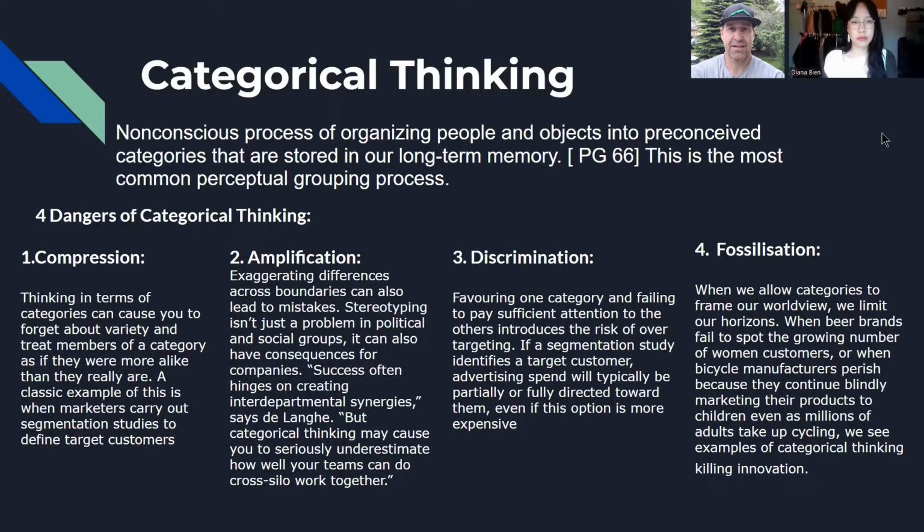Stereotyping isn't just a problem in political and social groups, and it can also have consequences for companies. The third danger would be discrimination, which is favoring one category and failing to pay significant attention to the others, which introduces a risk of over-targeting. If a segmentation study identifies a target customer, advertising spend will typically be partially or fully directed toward them, even if this option is more expensive.